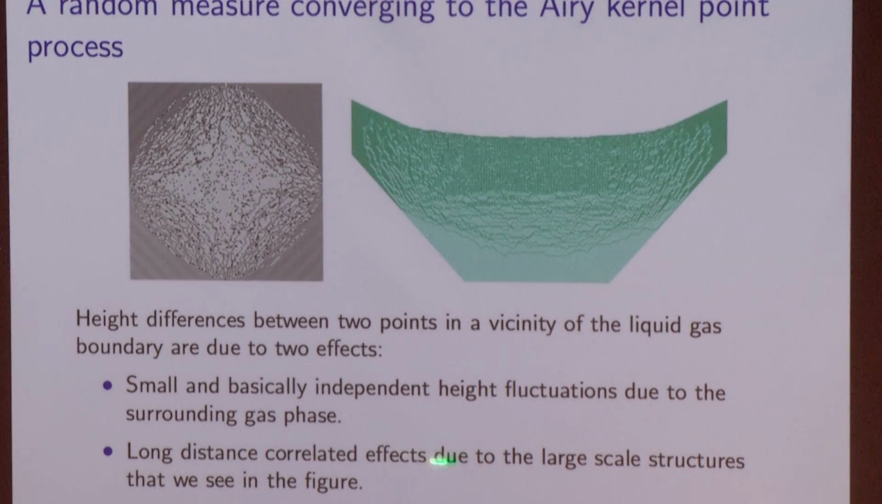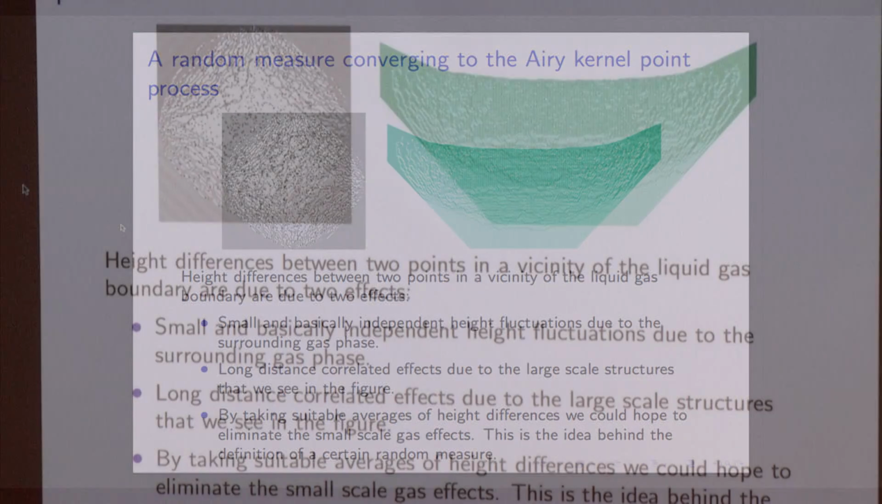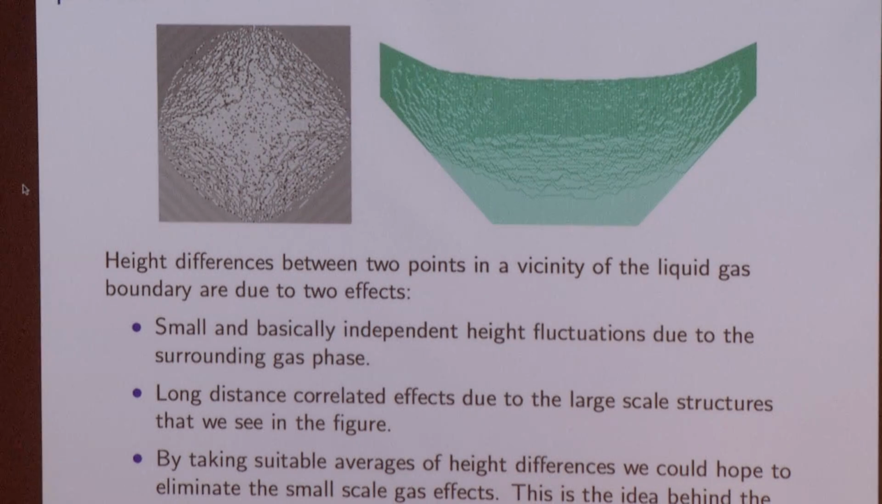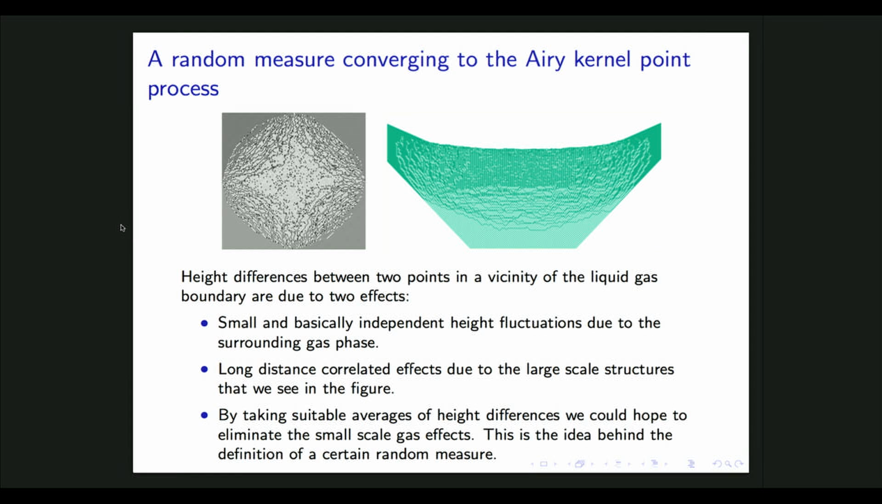So long-distance effects due to this large scale should be due to this. But these small things should be more or less independent. Remember that I said that the gas phase correlations actually decay exponentially. So if you believe that it's basically like some kind of gas phase plus something else, which is not really the case, because they are intertwined somehow, you still could believe that if I somehow could average out these gas effects. So this is the idea: we look at height differences, but try to average out the gas effects.